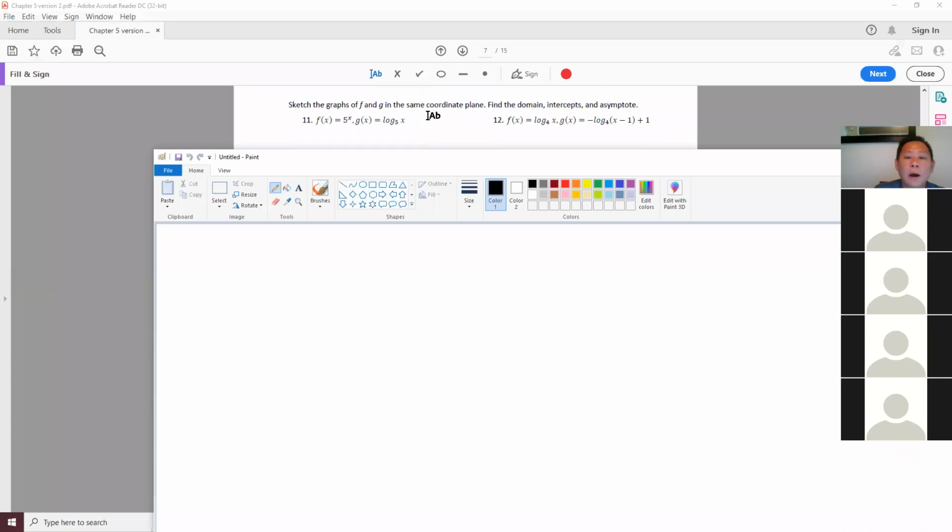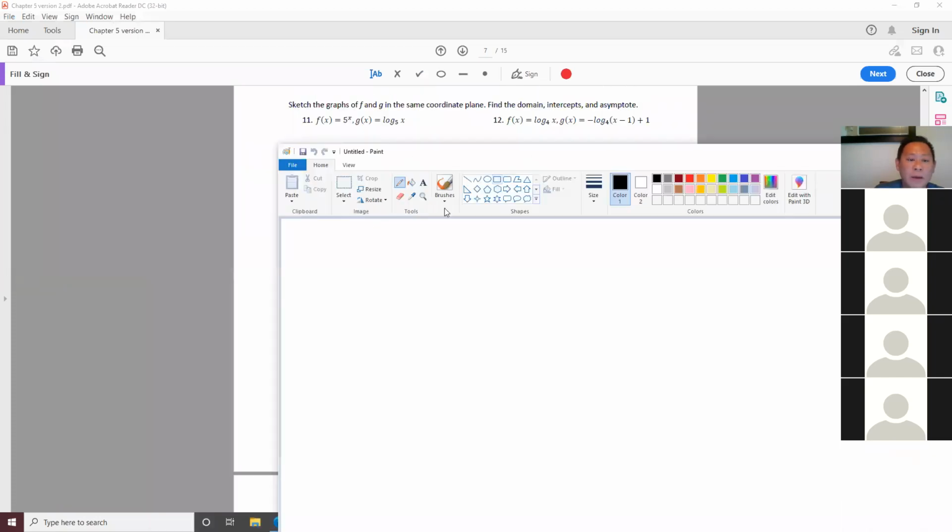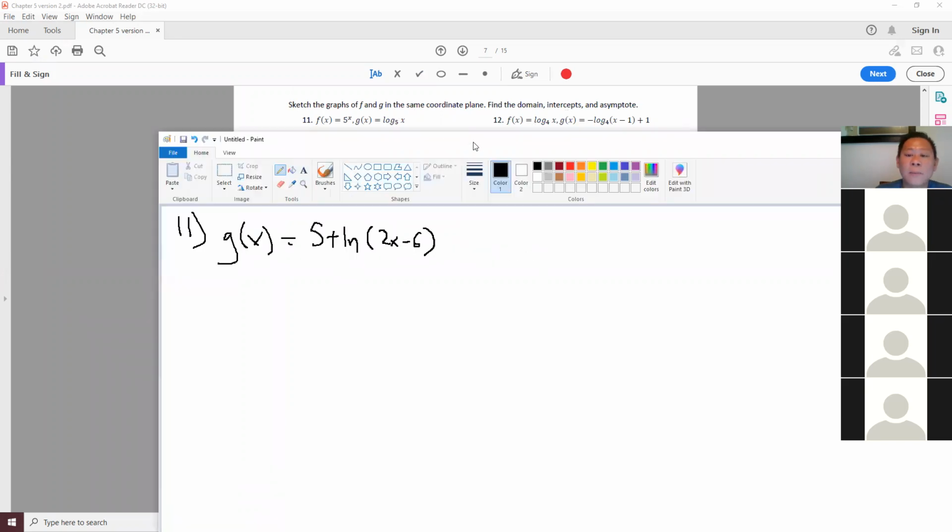So we're going to talk about, I'm going to change question 11. So a bit more difficult. I want you to graph g(x) equals 5 plus ln(2x minus 6). I just changed number 11 to this, which you have to draw the graph, and after that, figure out the domain, intercept, and the transformation.